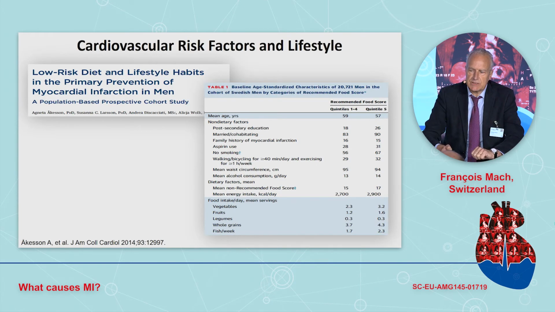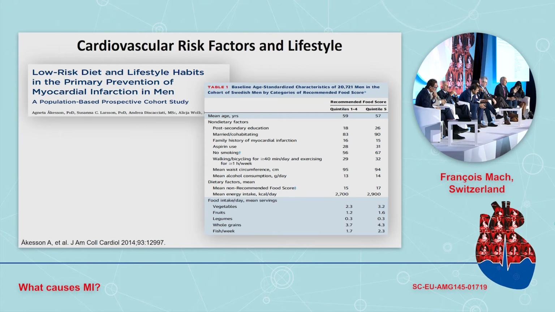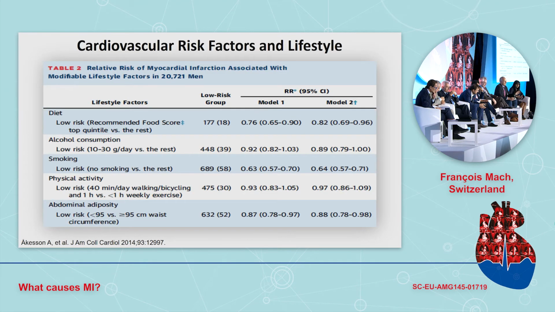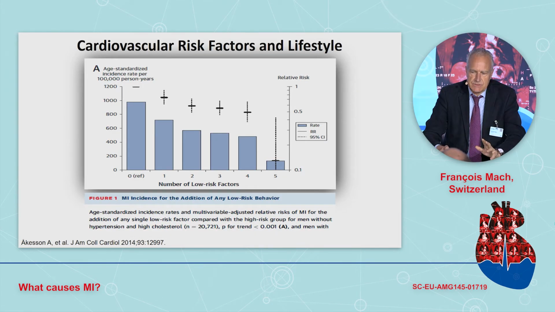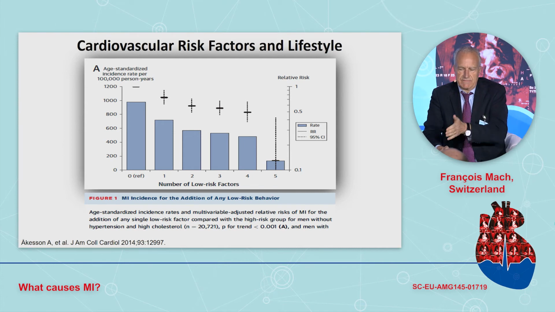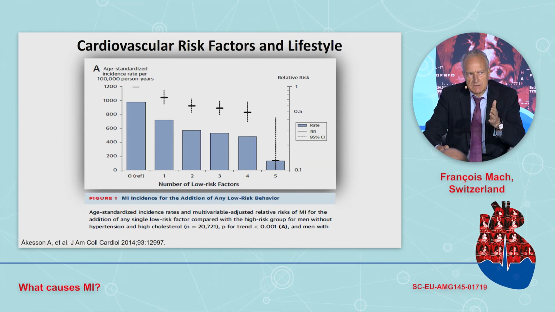This is a study from Sweden. They looked at 20,000 men, and they asked these men for 10 years to do a couple of things: to have a good, low-risk diet, to consume some alcohol, to stop smoking if they smoke, to do physical activity, and to try to keep a low abdominal obesity, adiposity. And look at this, after 10 years, if these men can have either 1, 2, 3, 4, or 5 of what we call now a low risk factor, they will be protected by 80%. You will see in my last slide.